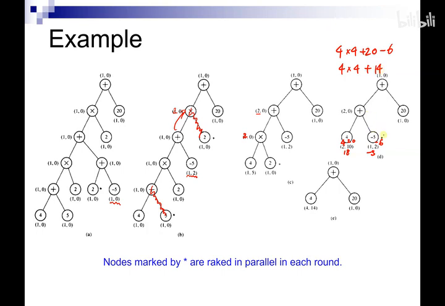Okay, so therefore when you rake this node, you're going to convert this label over here to this 4, right, and this 14. Okay, and then we're left with just 3 nodes over here, and so now we can evaluate this directly.